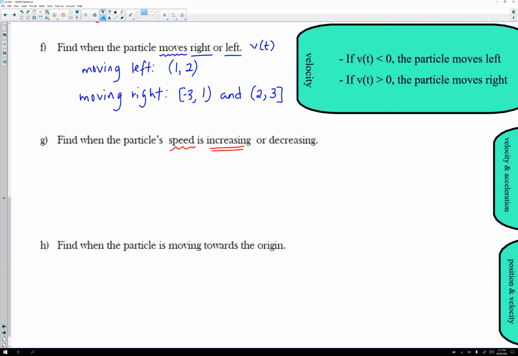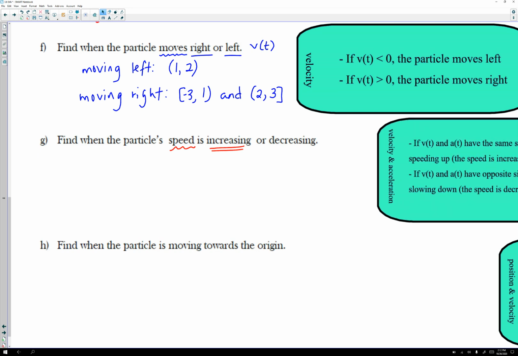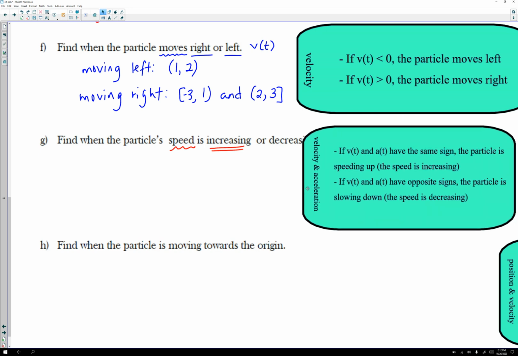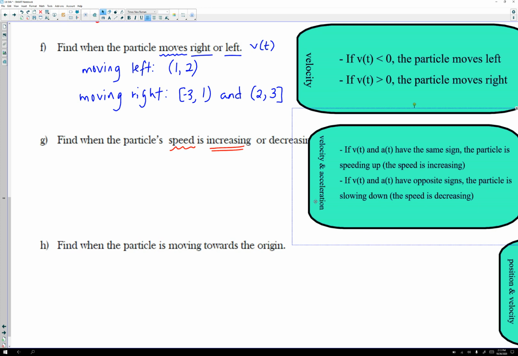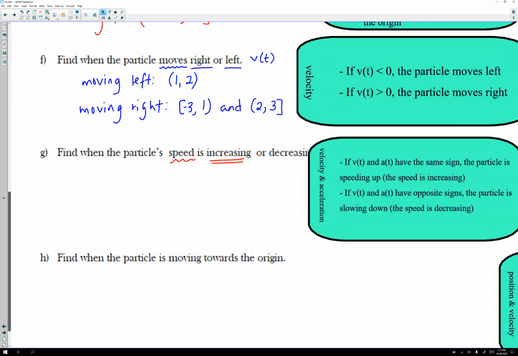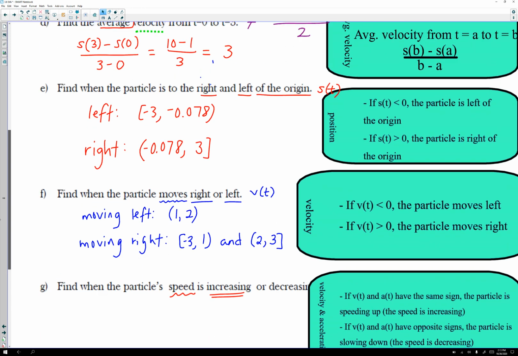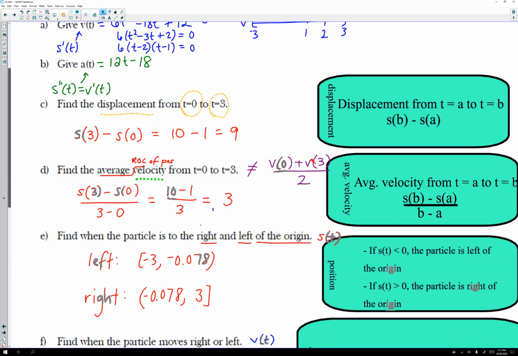If you've ever driven a boat, you throw the boat in reverse if you want to slow down. If you want your speed to decrease, you put the boat in reverse. So the direction that you're going in is your velocity, and putting it in reverse is your acceleration. Those would be opposite directions. That's what slows you down. All right. So what we have to do is compare velocity and acceleration sign charts.